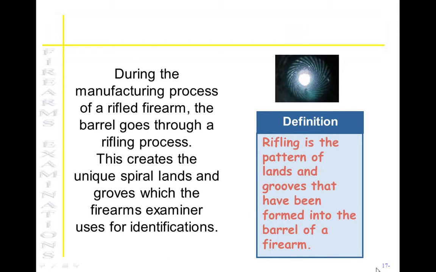So what actually is a rifled firearm? During the manufacturing process of a rifled firearm, the barrel itself goes through a rifling process. This creates the unique spiral, lands, and grooves that the firearm examiner uses in their identifications. So a rifling pattern is going to be created by the grooves that are cut into the barrel itself, and they're usually formed in a spiral nature lengthwise down the entire barrel of that firearm.